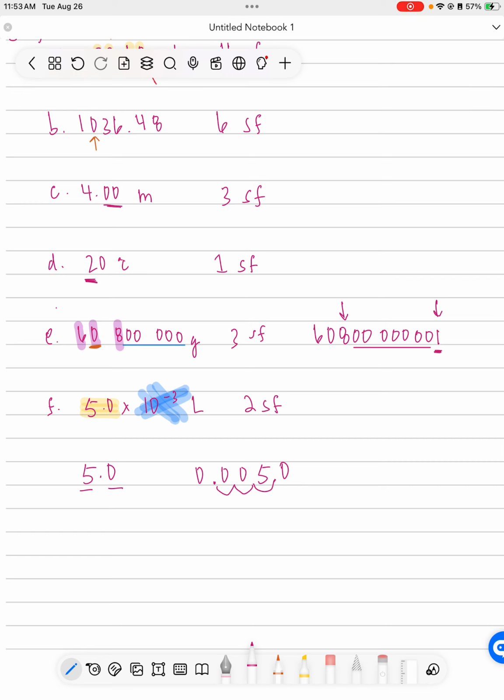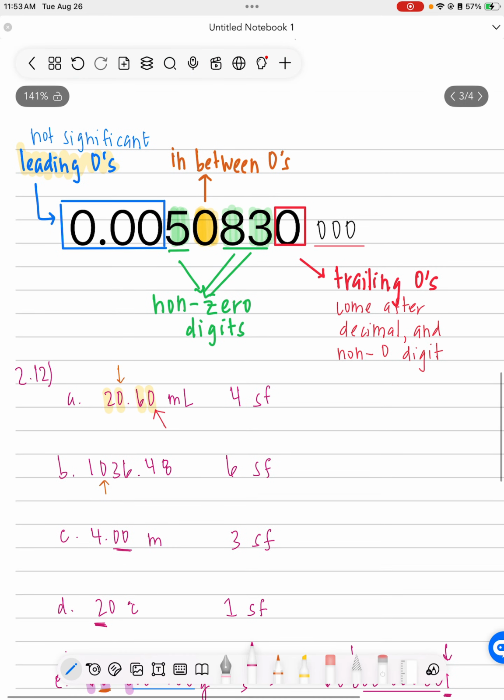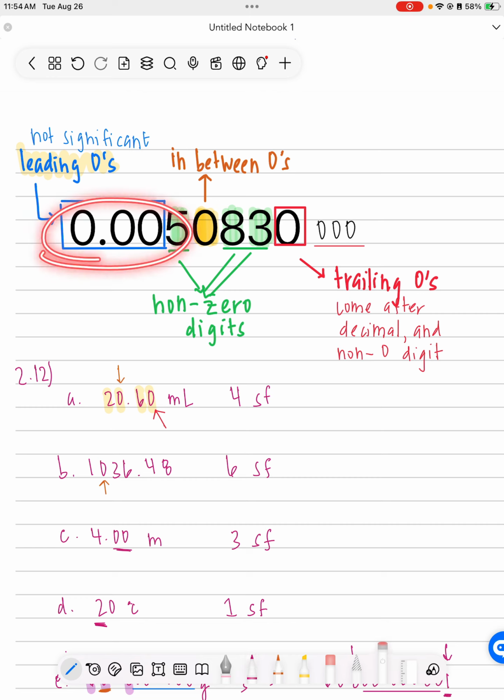Let's talk about our standard notation number and see if it matches. Hint, it should always match. Let's redraw it so it's not so messy. 0.0050. All right, let's go back up to our example. So leading zeros come before a non-zero digit, but not after. There is no non-zero digit preceding these zeros, correct? So 0, 0, 0. Those are not significant.